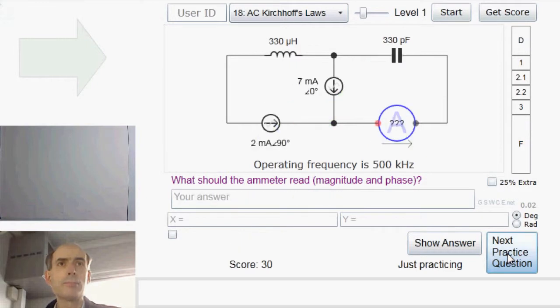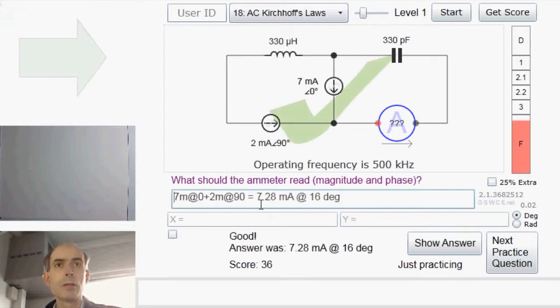Next, same idea, total current flowing into this node must equal the total current flowing out of this node. The total current flowing into this node is 7 milliamps at 0 degrees plus 2 milliamps at 90 degrees, and the result of those two is 7.28 milliamps at 16 degrees.